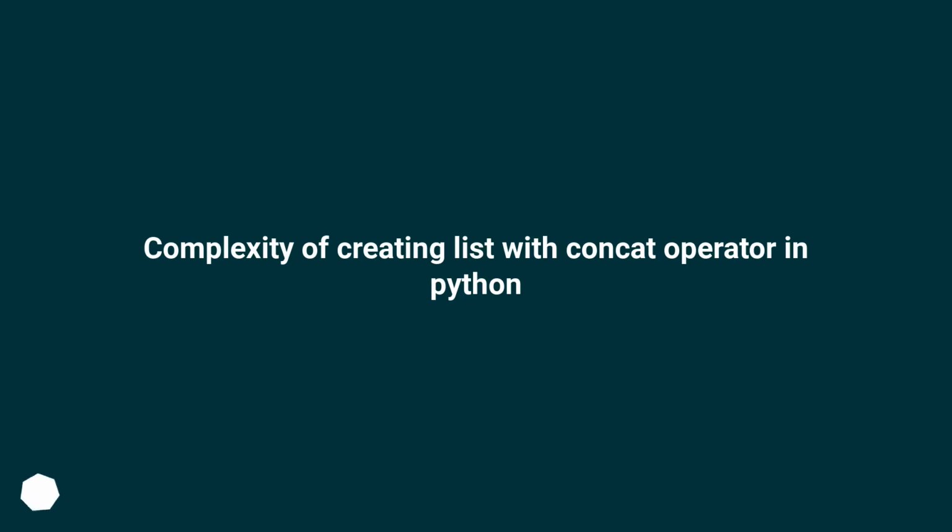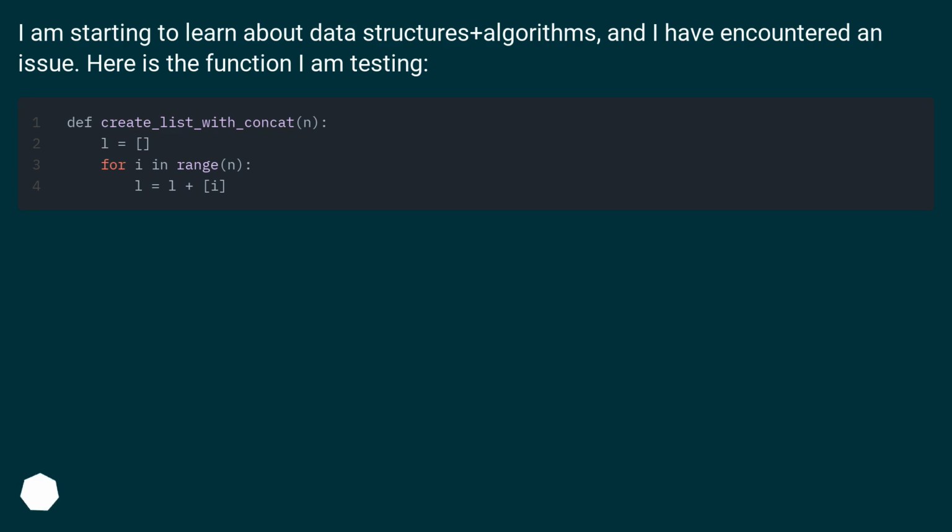Complexity of creating list with concat operator in Python. I am starting to learn about data structures plus algorithms, and I have encountered an issue. Here is the function I am testing.